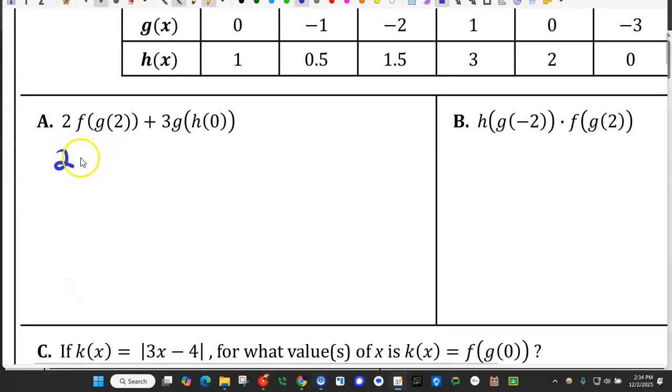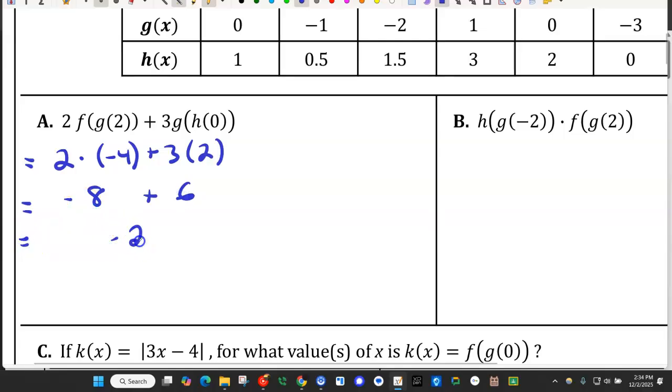Got 2 times negative 4 plus 3 times 2. And definitely show all the work here. Don't just count on not missing a negative or something. You never know.